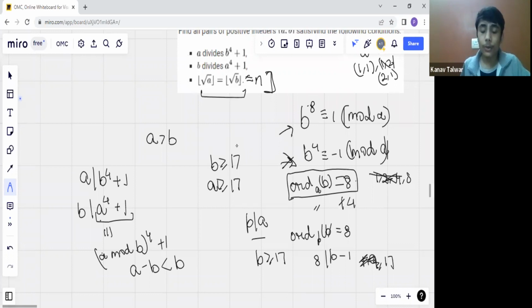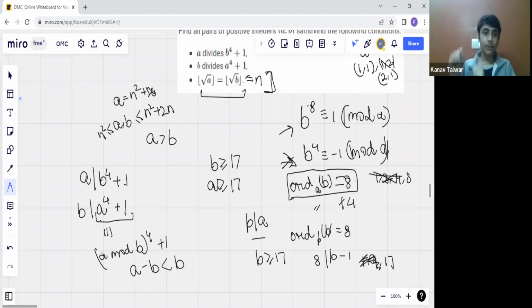Why? Because we have floor of root A is equal to floor of root B. Let's say this was equal to N. So we have A is equal to N squared plus X, and B is equal to N squared plus Y. Just because A and B are less than or equal to N squared plus 2N, and at least N squared, the difference of A and B is at most 2N, which is less than B, right? Is that fine, or am I going too quick?